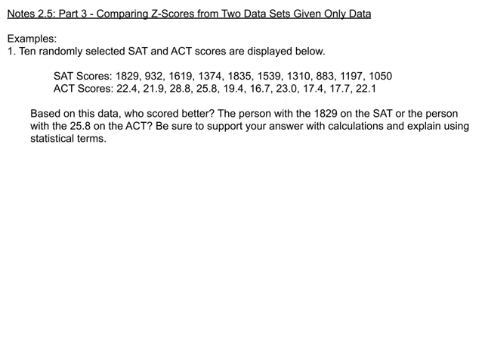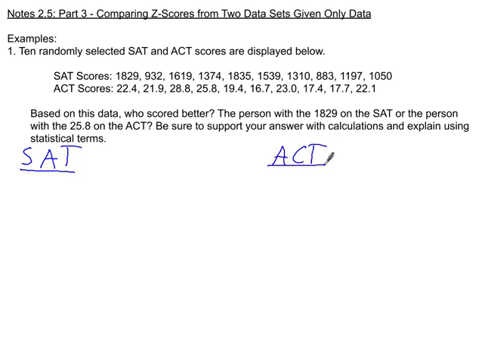Now in the first example for these notes, we're looking at SAT scores and ACT scores. We have 10 randomly selected scores on each test, and those are listed there. Based on this data, we want to find out who scored better: the person with the 1829 on the SATs or the person with the 25.8 on the ACT. We want to support our answer with calculations and use statistical terms. Just like in the introduction problem, I want to create a table of these values, with the SAT over here and the ACT over here.